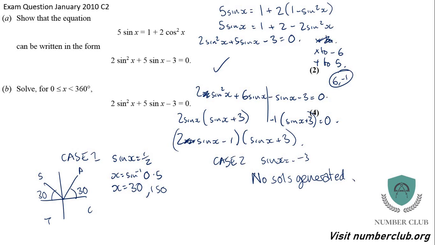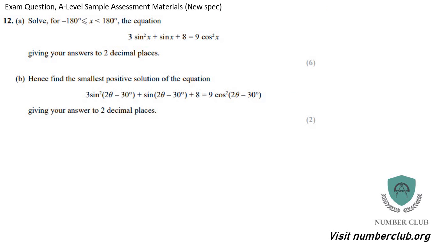Okay, just doesn't happen. It's outside of the boundaries of the wave, and so your final answers would be x equals 30 and x equals 150. Alright, here's another exam question. This one is from the A-level sample assessment material, so this is new spec. It's a bit more difficult, new spec questions tend to be. So have a little look at it and then we'll get cracking.